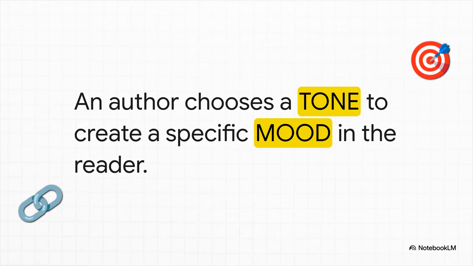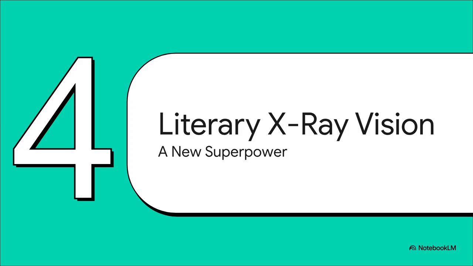And this right here, this is the secret sauce. An author doesn't just pick a tone out of a hat. No way. They choose a tone, whether it's serious, humorous, or threatening, with one very clear goal in mind: to create a specific mood in you, the reader. So when you really get this relationship, it's like you've suddenly got this new superpower. It's literary X-ray vision. You can see all the machinery working just behind the story.